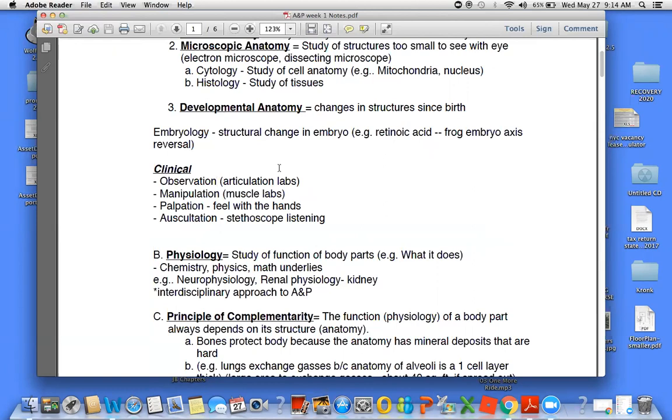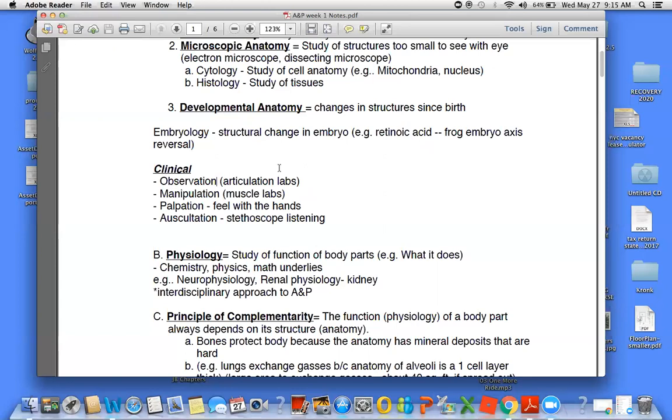Manipulation, movement. You move a shoulder, you move a hip, you move the leg back and forth to see if the hip is doing all right. Manipulation. Our own labs have observation through, now, of course, this is a 2D situation, the articulation labs, which are the joint labs, looking at how bones fit together. Muscle labs, I've got your muscle labs. GetBodySmart.com gives you a little bit of a 3D, 2D approach, but I've got the pictures in the lab manual. So those are your muscle labs.